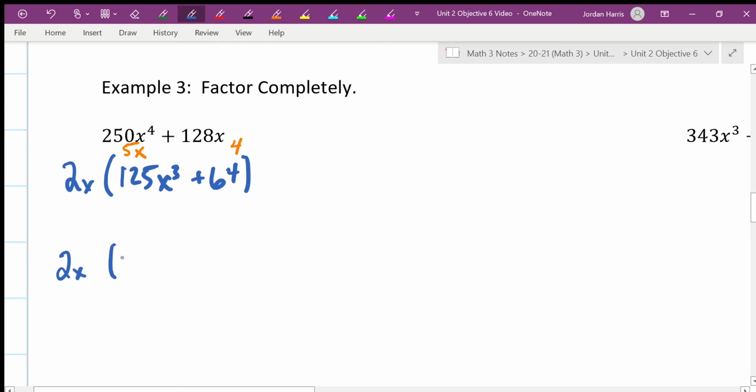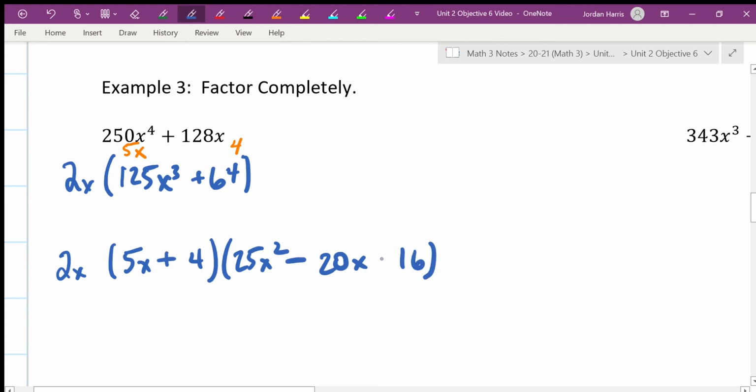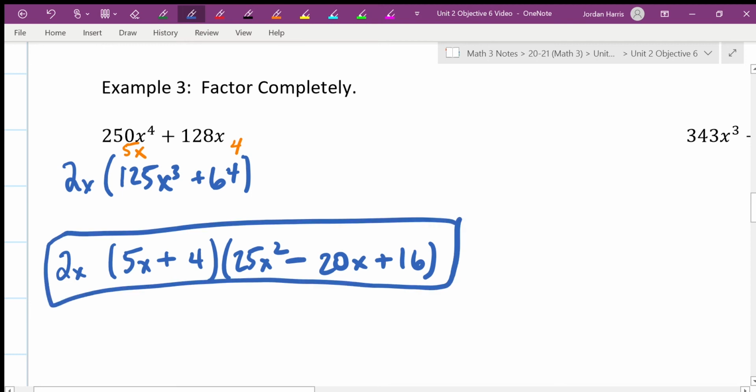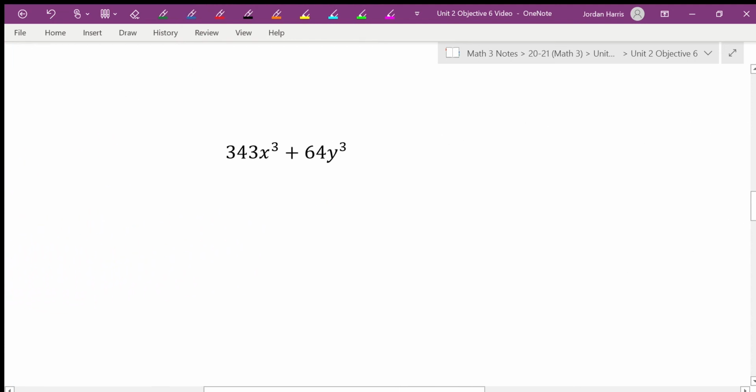Then I have my binomial, it's a, b, and then in my trinomial, a squared, a times b, b squared. Same, looking at the plus, opposite, always positive. And there it is, 2x times 5x plus 4 times 25x squared minus 20x plus 16. Last one of this type.